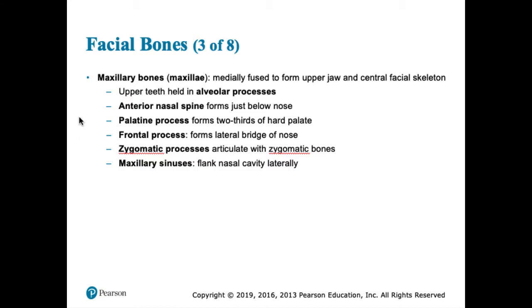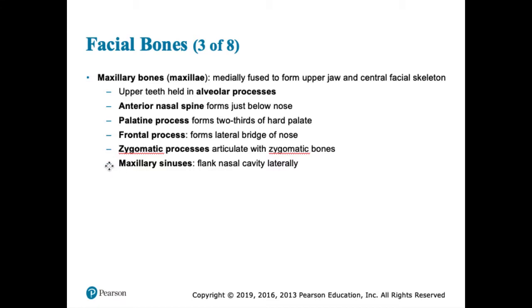The maxillary bones, or the maxillae, are medially fused to form the upper jaw and central facial skeleton. The upper teeth are held in the alveolar process. The anterior nasal spine forms just below the nose. The palatine process forms 2/3 of the hard palate. The frontal process forms a lateral bridge of the nose. And the zygomatic processes articulate with the zygomatic bones.